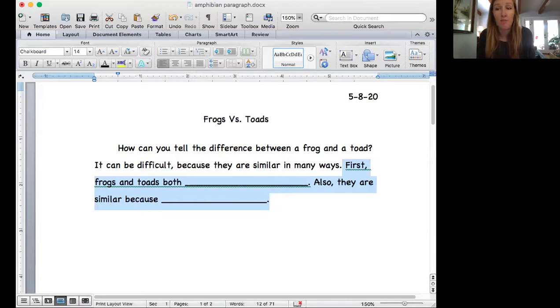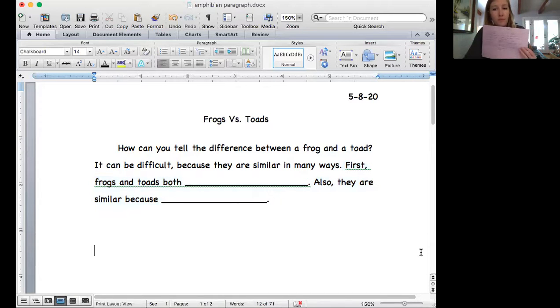Pick 2 things and find a way to put them in the blanks. You might have to change your wording a little for it to make sense. You're not always going to be able to copy things exactly, especially when you're turning it into sentences. You have to tweak it a little bit. So use your Venn diagram. Write 2 ways that frogs and toads are similar. Go ahead and pause. When you're ready, you can move on. Okay? I'm moving on in 3, 2, 1. All right.